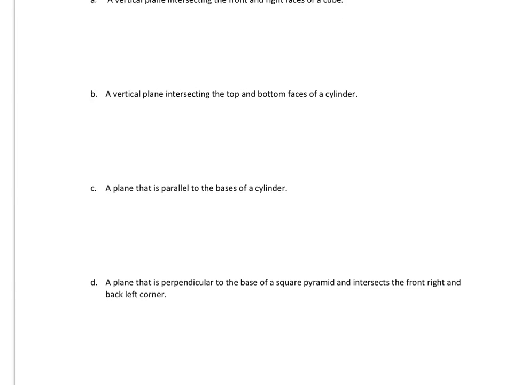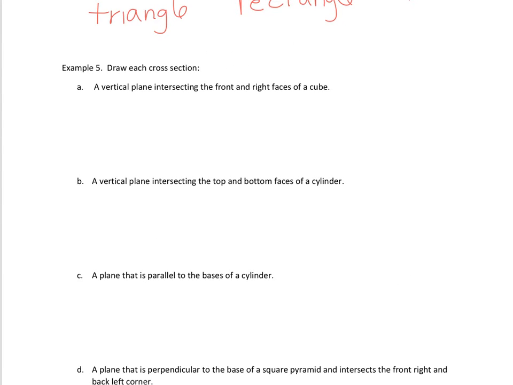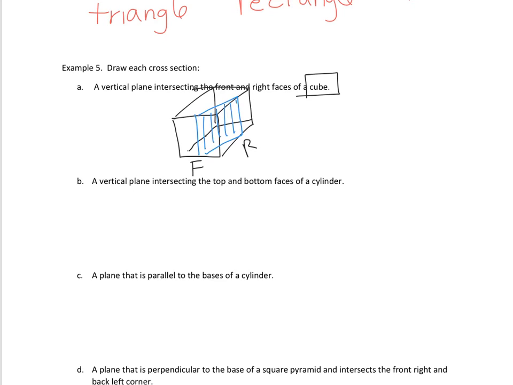And now we're going to draw each cross section. So a vertical plane intersecting the front and right face of a cube. So I'm going to draw a cube first. Draw the shape first. This is the front, this is the right. So a vertical plane, so it's going up and down, and it's intersecting the front and right face. So this shape is going to be a rectangle.